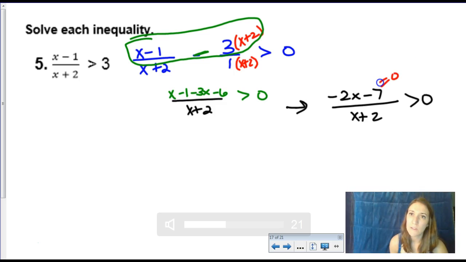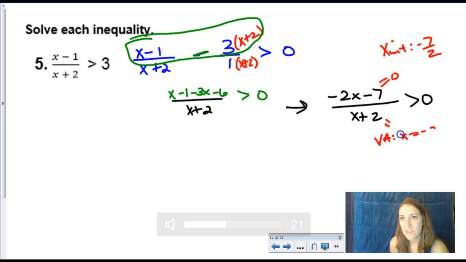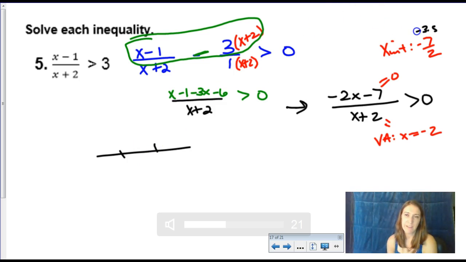So like here, when you set your numerator equal to 0, you get an x-intercept of -7/2. I should be able to do that a little quicker, huh? And then here, you get a vertical asymptote at x equals -2. So the 2 critical points that we're finding are those 2 critical points. So if you want a sign change chart, that's cool. -7/2, remember, is like -3.5, so that would come first on the number line.